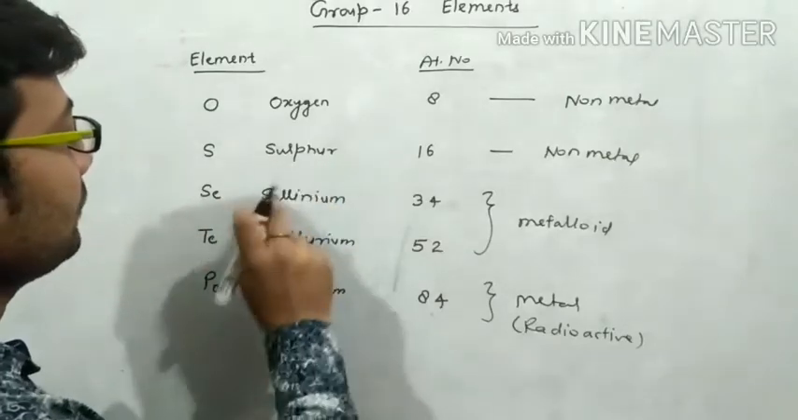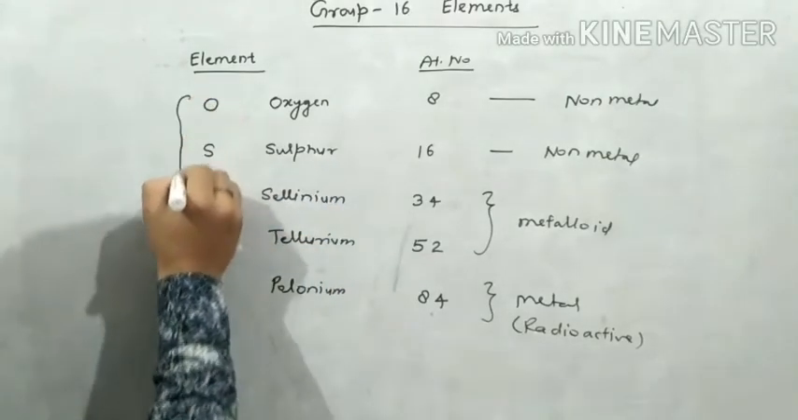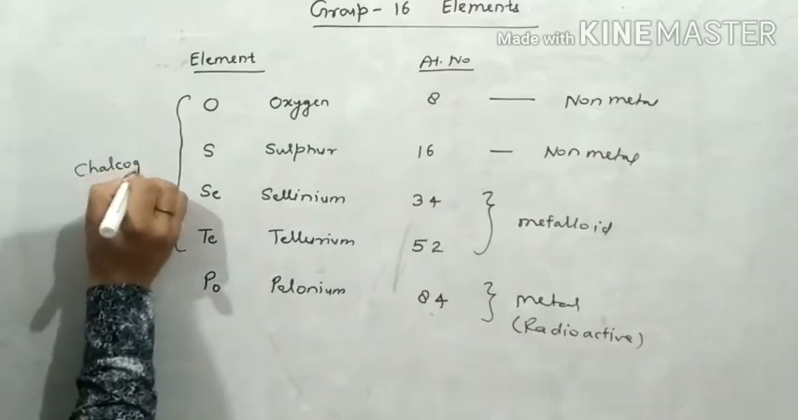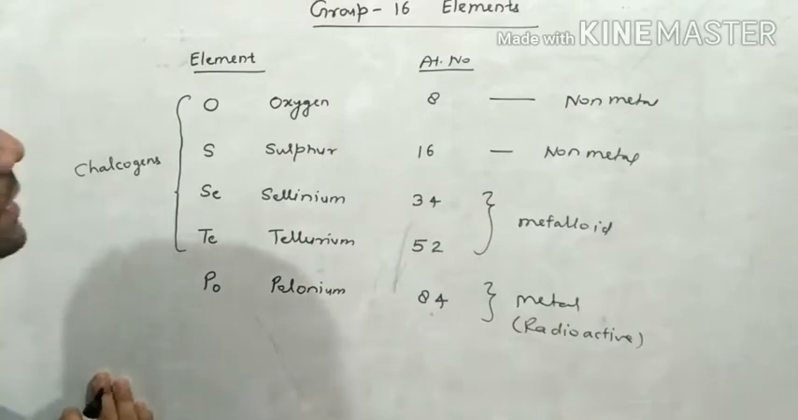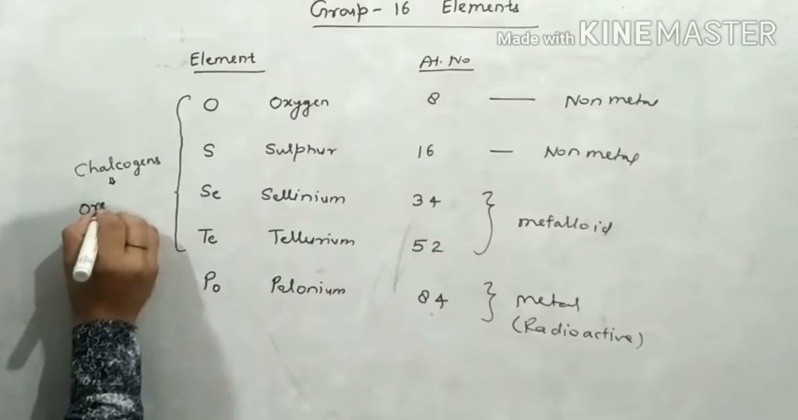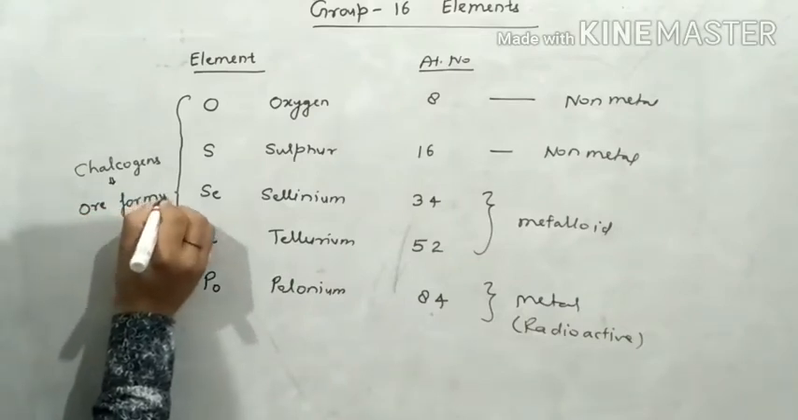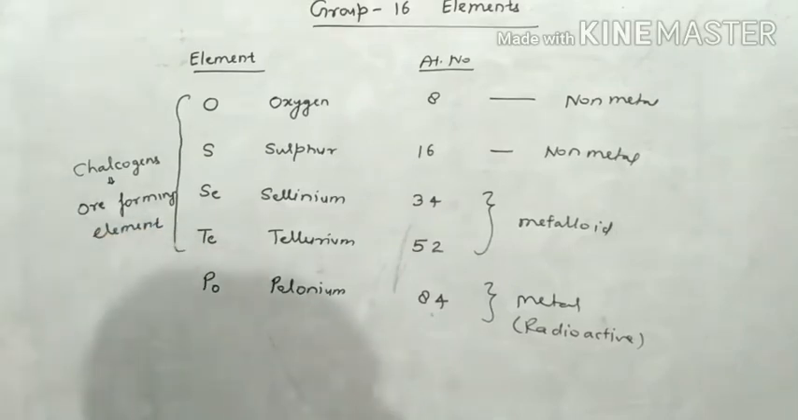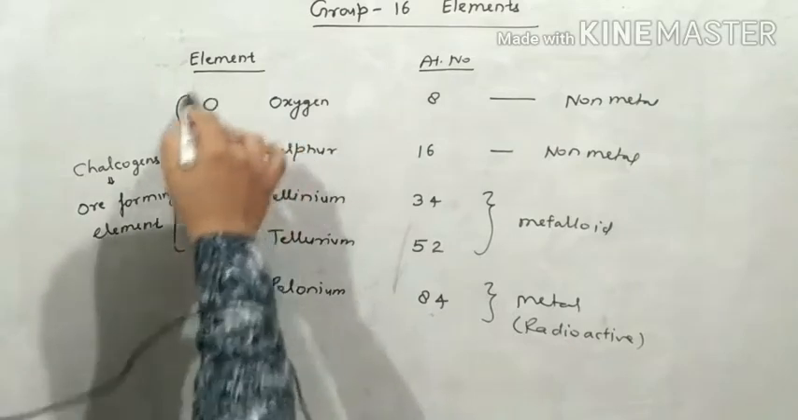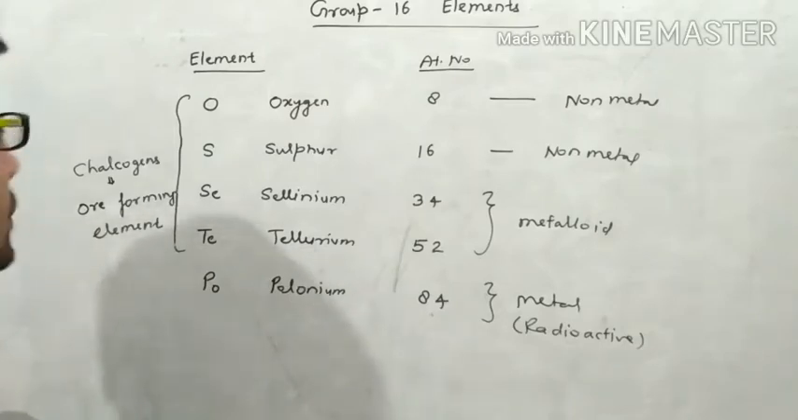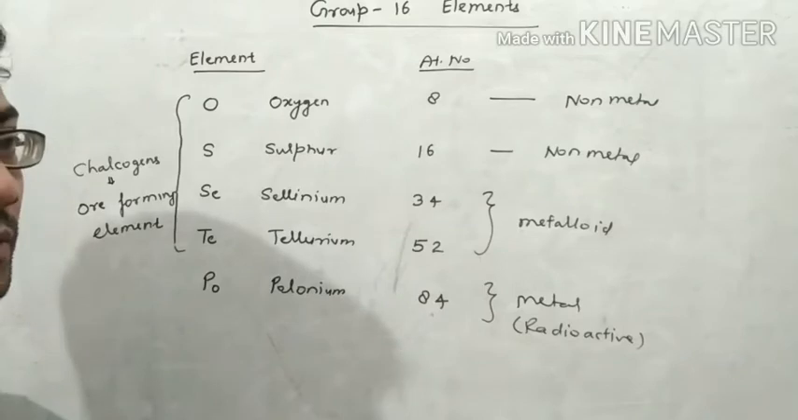Basically, oxygen, sulfur, selenium and tellurium are called chalcogens because these elements are responsible for ore formation. Chalcogens means ore forming elements. The ore formation of various elements is basically due to these elements being present in oxide form, sulfide form, selenide form and telluride form. So they are called chalcogens, right?